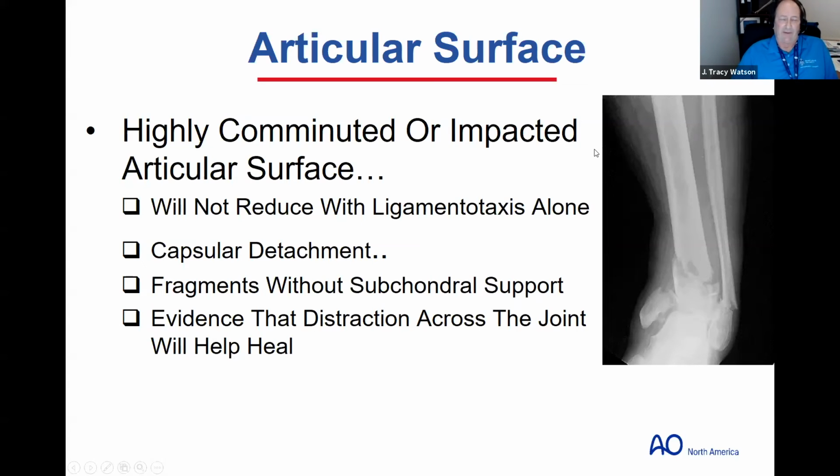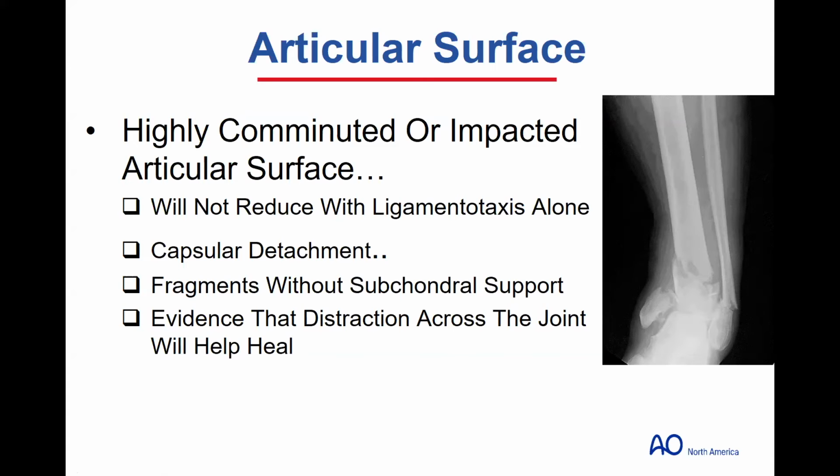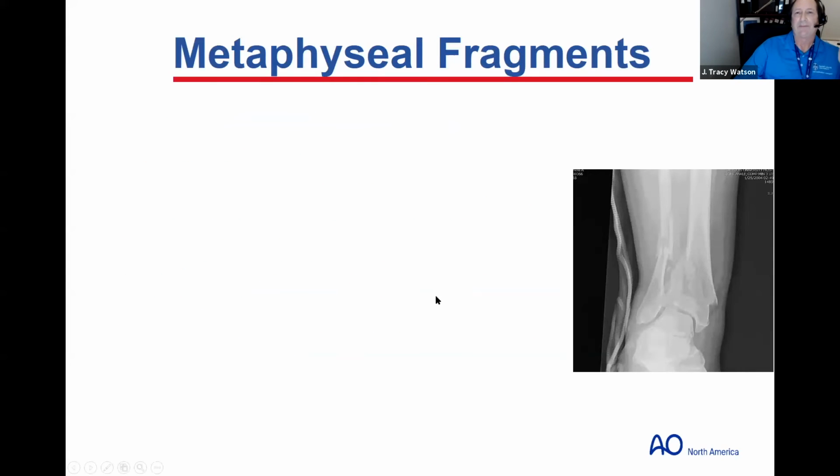So what you need to look at are the particular components of a fracture and where they fit in terms of ring fixator. Articular surface, usually we do these on highly comminuted or impacted fractures that don't reduce with ligamentotaxis. The capsule is detached. You have a lot of fragments without subchondral support, and distraction certainly will help this.